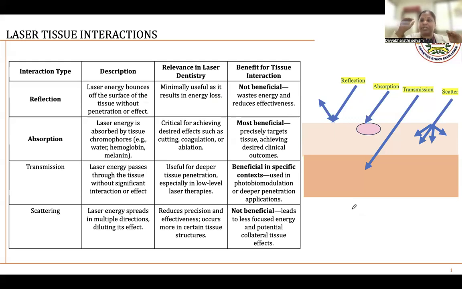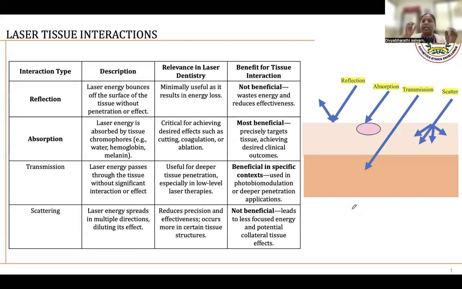Whereas in transmission, the laser energy will pass through the tissues but does not have any significant interaction or effect. So in PBM, in case of deeper penetration in skin, this transmission effect we can expect. Scattering, again, is a non-beneficial one. It just spreads in multiple directions. It does not have any target or will not react with any of the tissues or cells that are present.